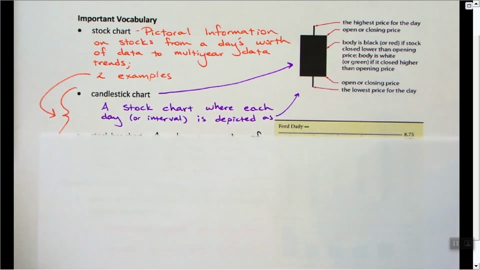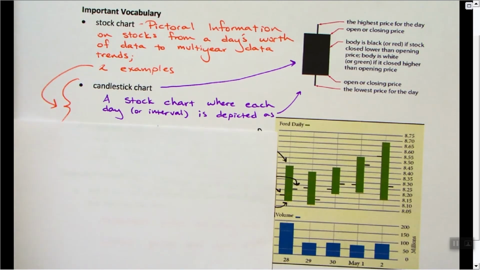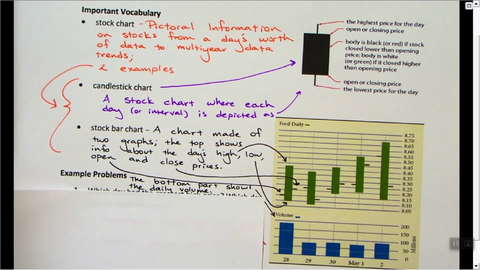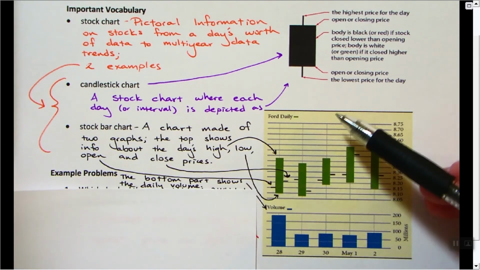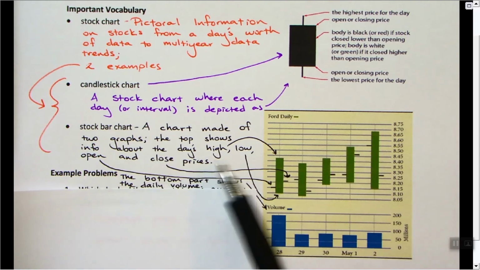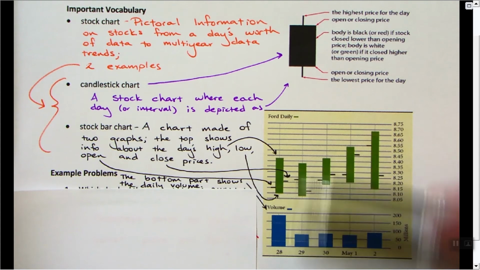The other kind of stock chart that you might look at is a stock bar chart. There's kind of a lot written here about this, but down here is a stock bar chart. There's two parts to it. There is a chart made of two graphs. The top shows information about the day's high, low, open, and close prices. There's a lot packed in here. Again, each bar is a time period. It could be a day, so this happens to be a day.